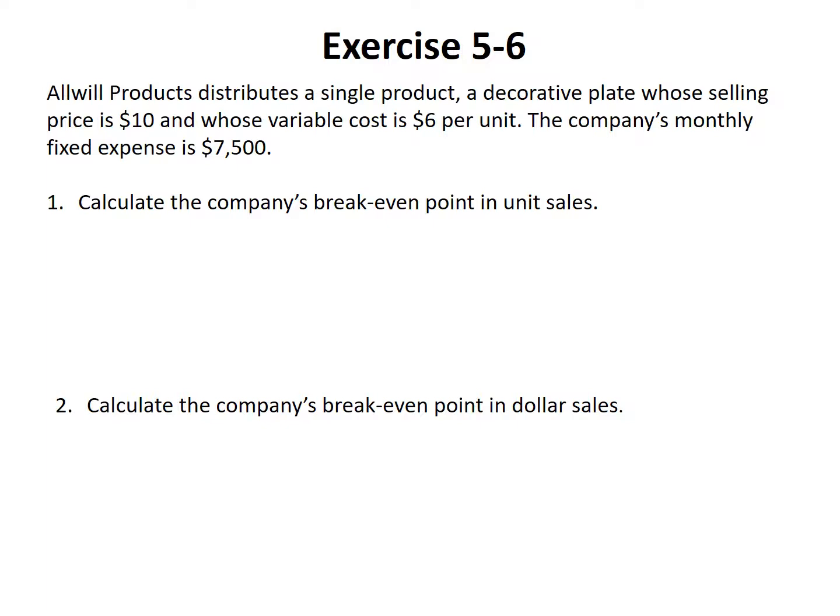So we're going to start off with exercise 5-6. This company distributes a single product and it's a decorative plate. The selling price of the plate is $10. So every time we sell one, we earn $10. The variable cost of producing and selling the plate, so every time we produce and sell a plate, is $6.